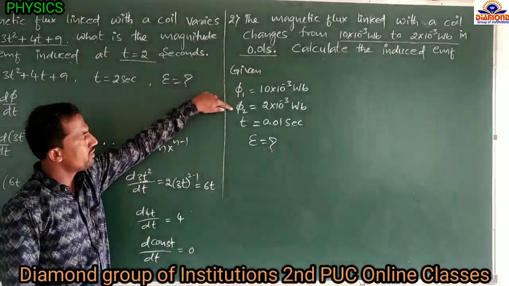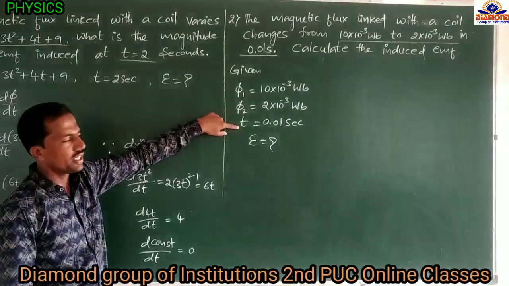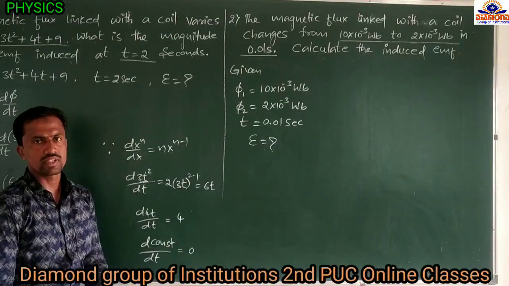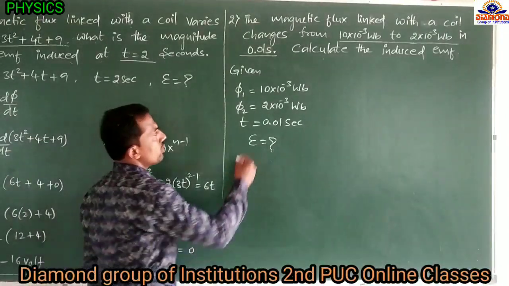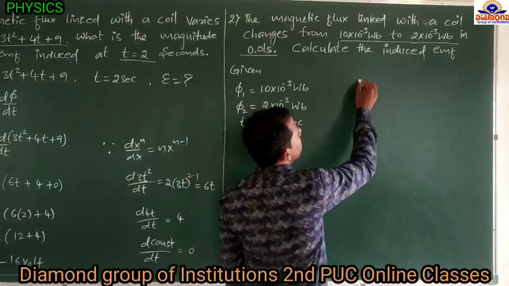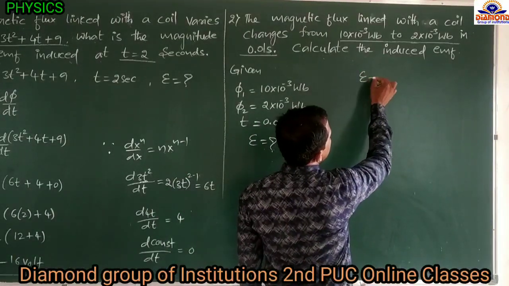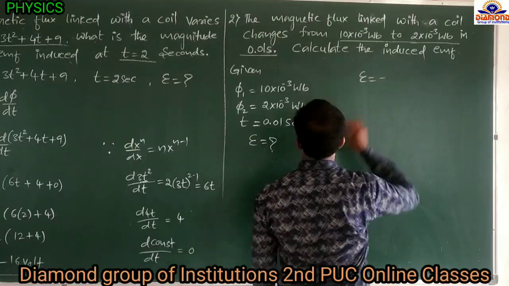Magnetic flux phi 1, phi 2. Time is t, and we are calculating the induced EMF. What is the formula? Just write. Induced EMF equals minus d phi by dt.